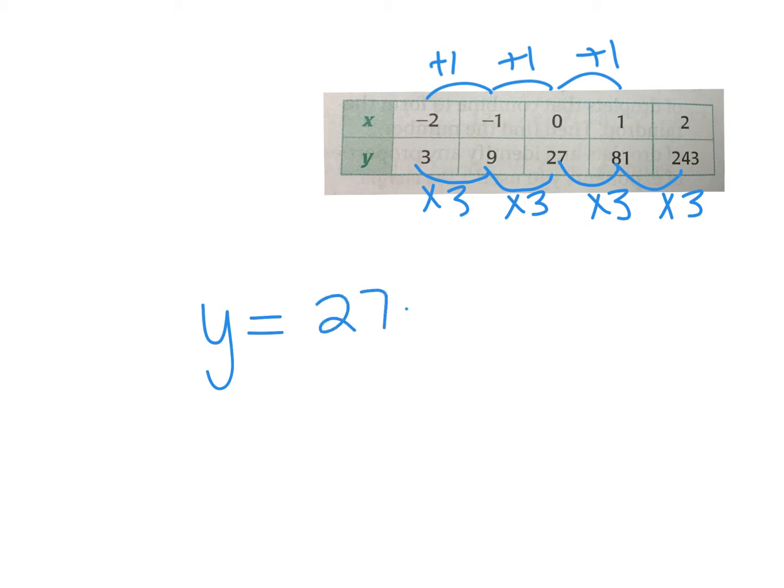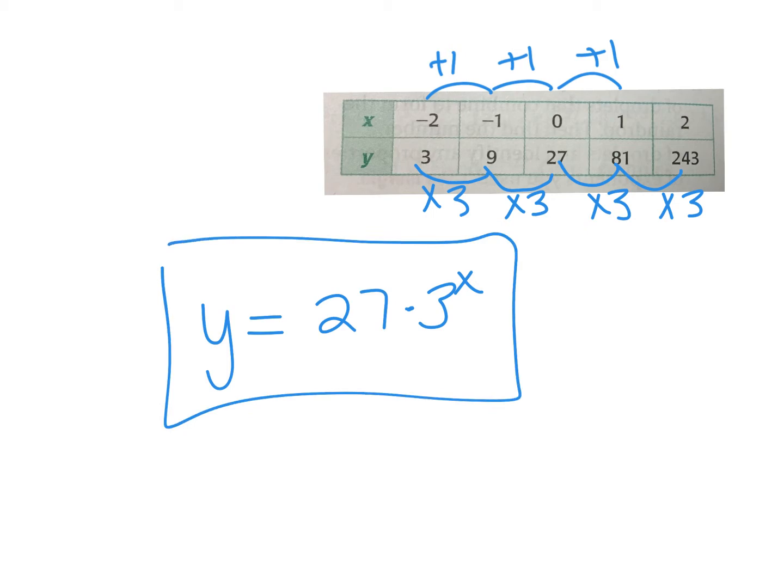27 times, what's my 3 to the power of x? 3 to the power of x. Yep, there you go. So now you have your rule. It's called a function rule. Basically, it's describing to somebody who didn't solve it how you would graph this function.